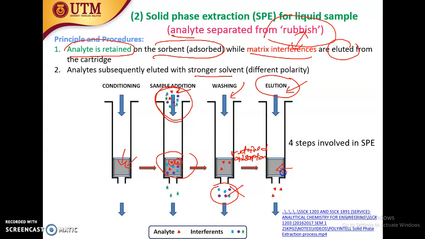So what happens to this cartridge? You can reuse it. How many times you can reuse depends on the efficiency of the cartridge. Maybe you can use it 5 to 10 times only. But if you don't want to reuse, it's okay. You just discard the cartridge because it is disposable, for example. If you want to reuse, you can check the efficiency. Now let us watch a video on the step by step.